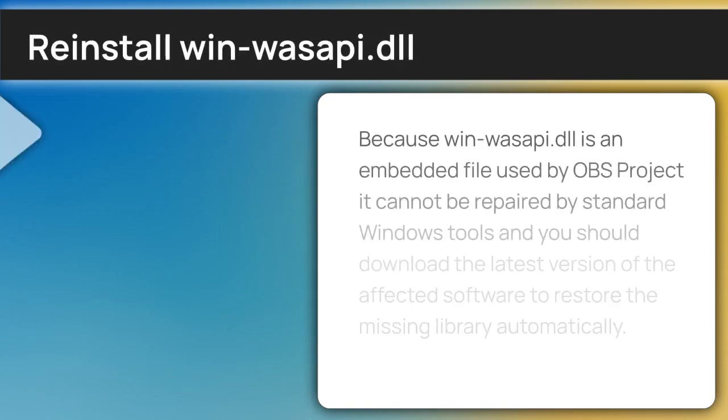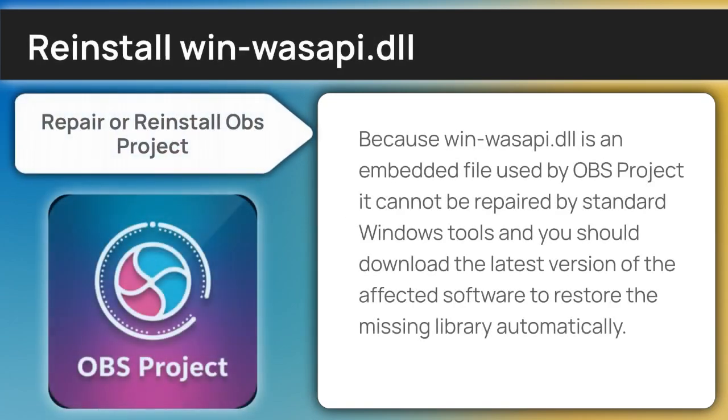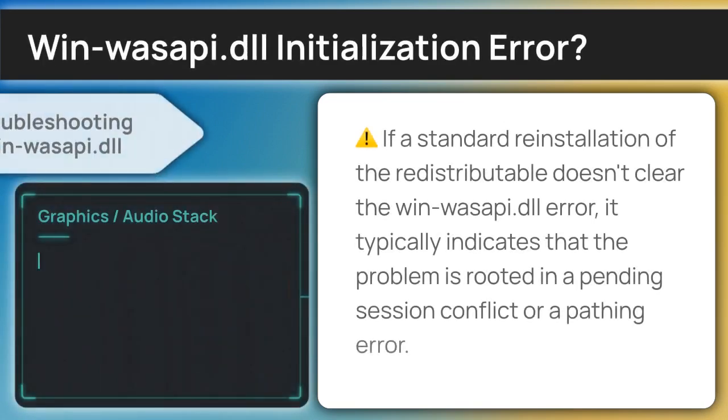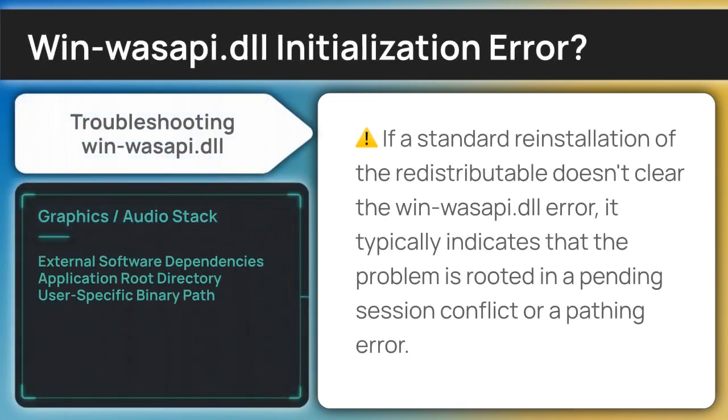Because Windows WASAPI Audio Library DLL is an embedded file used by OBS Project, it cannot be repaired by standard Windows tools, and you should download the latest version of the affected software to restore the missing library automatically. When a standard reinstall doesn't cut it, we move to advanced diagnostic steps to ensure the system is properly configured.